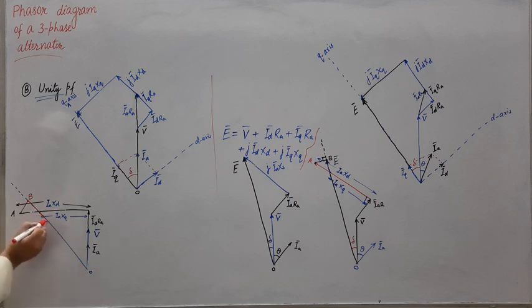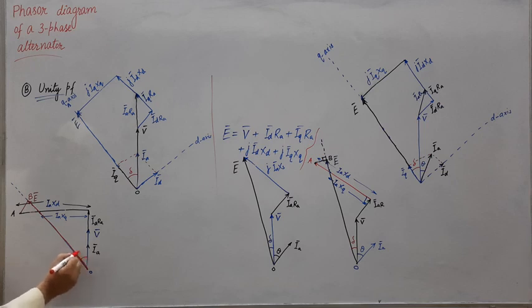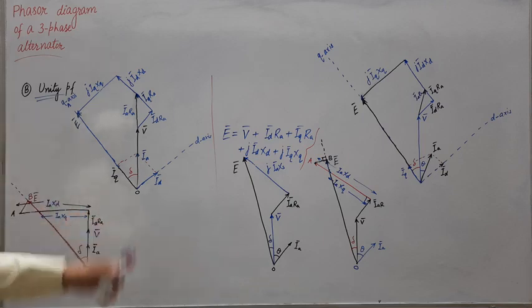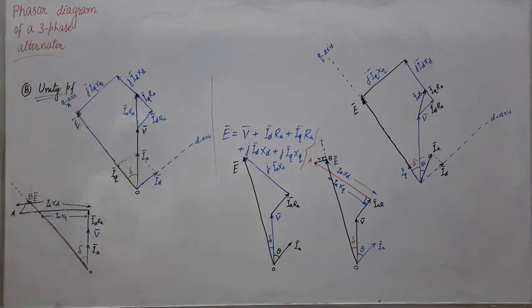This will be our E phasor. So this is our E phasor, and this is the same line, and this is our power angle or load angle delta. Fine. So both ways we can draw the phasor diagram for unity power factor case for salient pole. So far we have drawn for salient pole only.